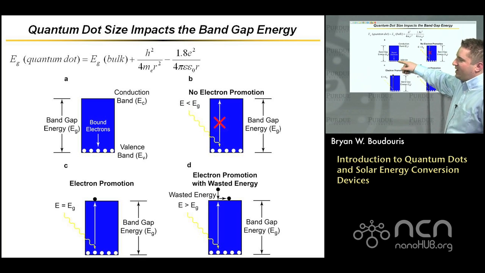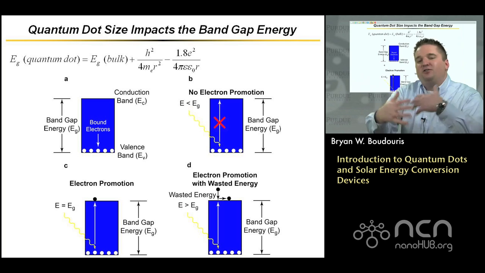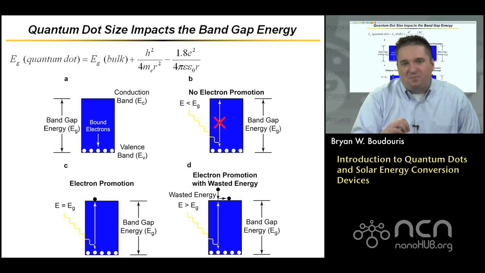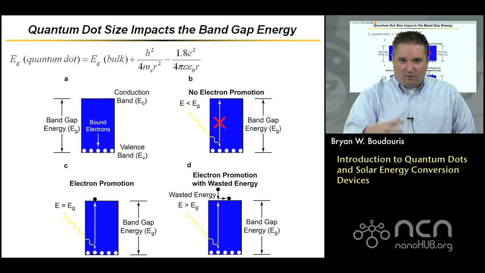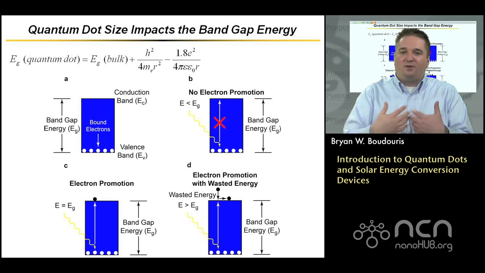And in the first case, we have our bound electrons, which are sitting in the valence band. And if we come in with light in section B here, that has energy that's less than the band gap energy, there's not enough energy to promote that electron from the valence band to the conduction band. So the light comes in, but there's not enough to promote it, and if we don't promote it, it's not a free carrier.